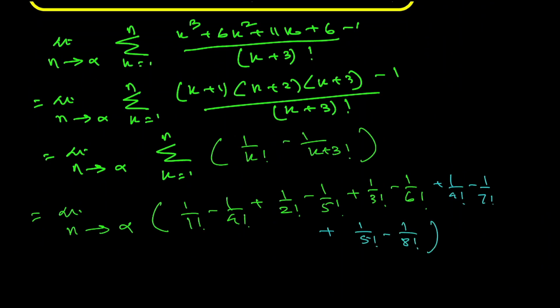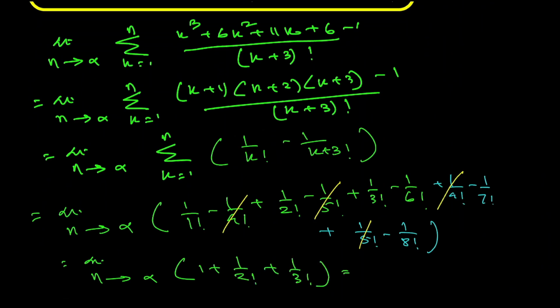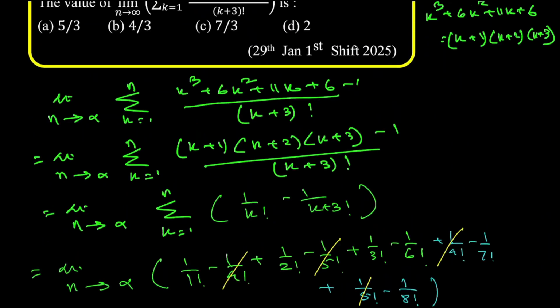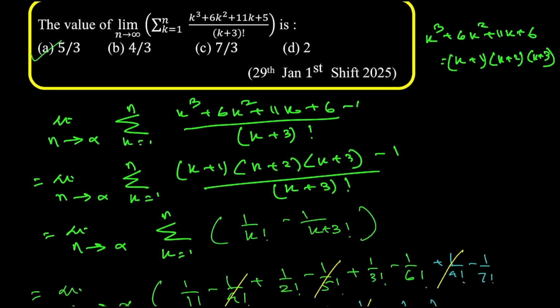Okay, if we go to the cancellation, you see the type of cancellation is this. 4 factorial is getting cancelled from here. This is a 5 factorial. Now the remaining terms are very important, that is limit n tends to infinity. What we are getting is 1 plus 1 by 2 factorial plus 1 by 3 factorial. The final answer is coming to be 5 by 3. Okay, so in this case the answer is option A.